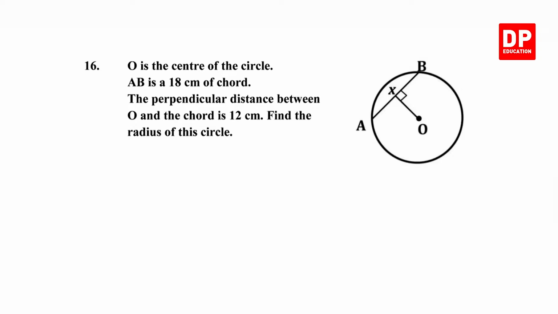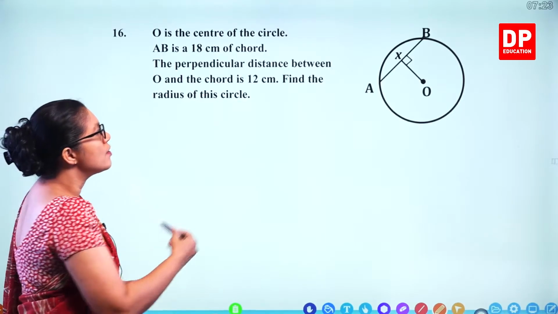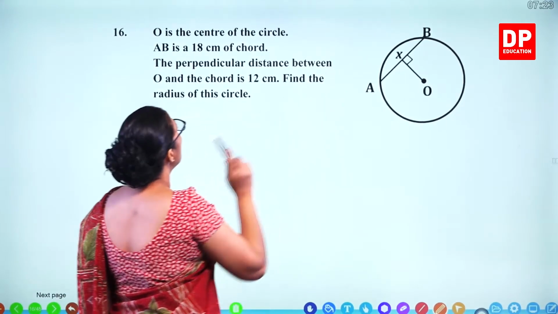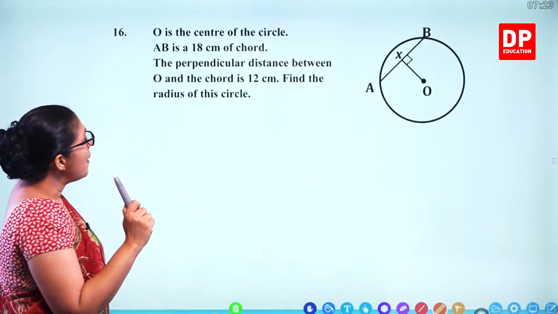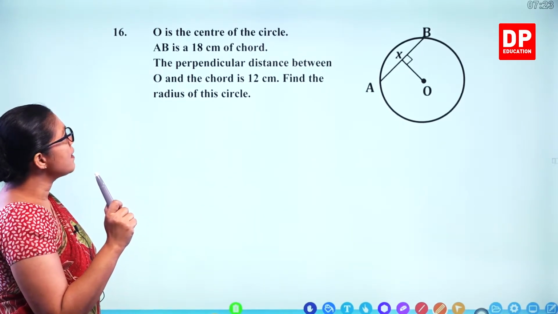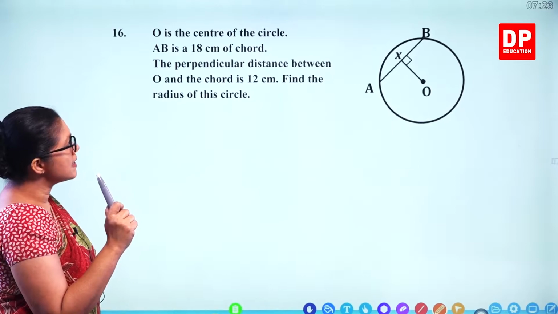Question number 16. O is the center of the circle. AB is an 18 centimeter chord. So this is 18, the whole length. The perpendicular distance between O and the chord is 12 centimeters.